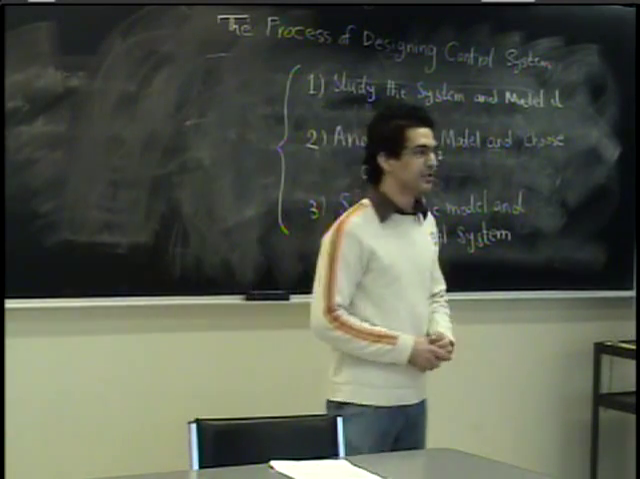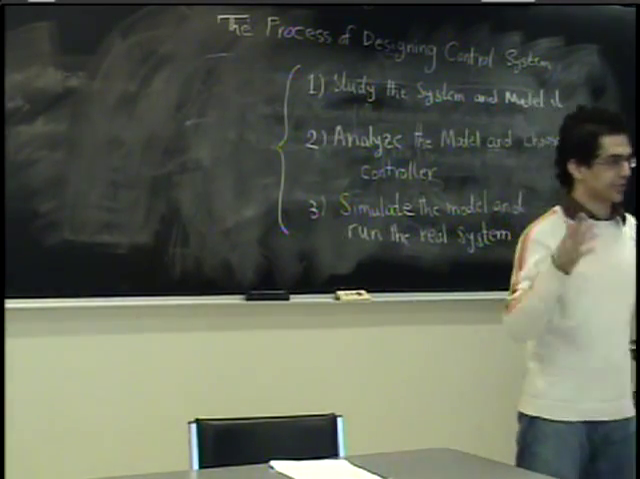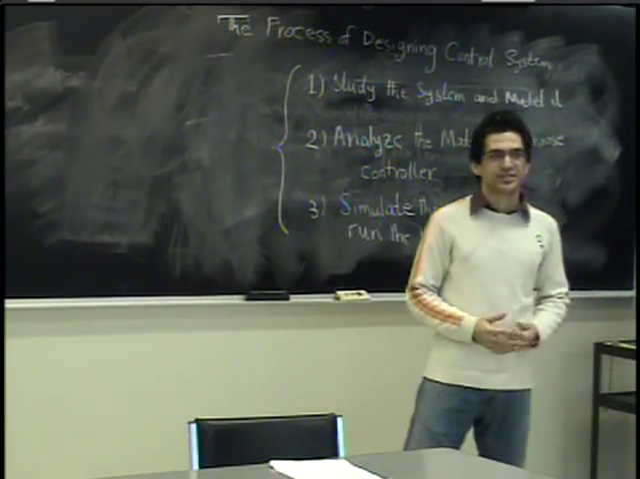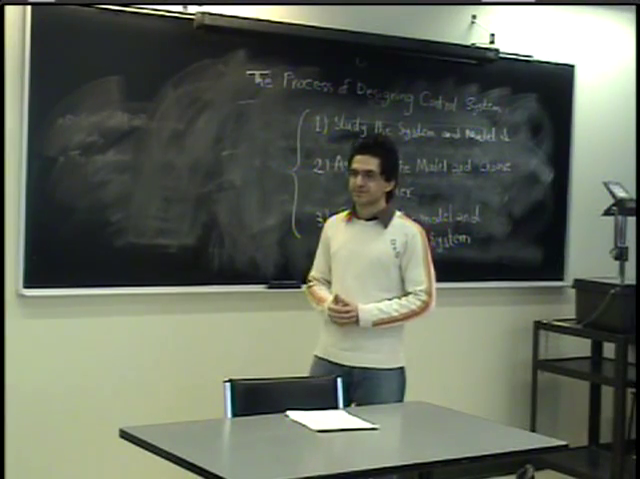Control systems can be used in any kind of system that you can imagine. It can be an engineering system, economical system, or biological system.